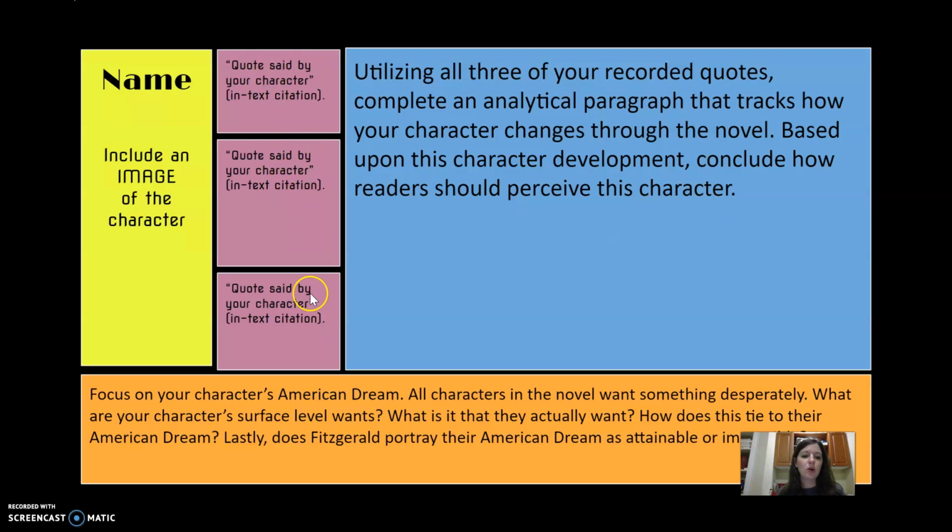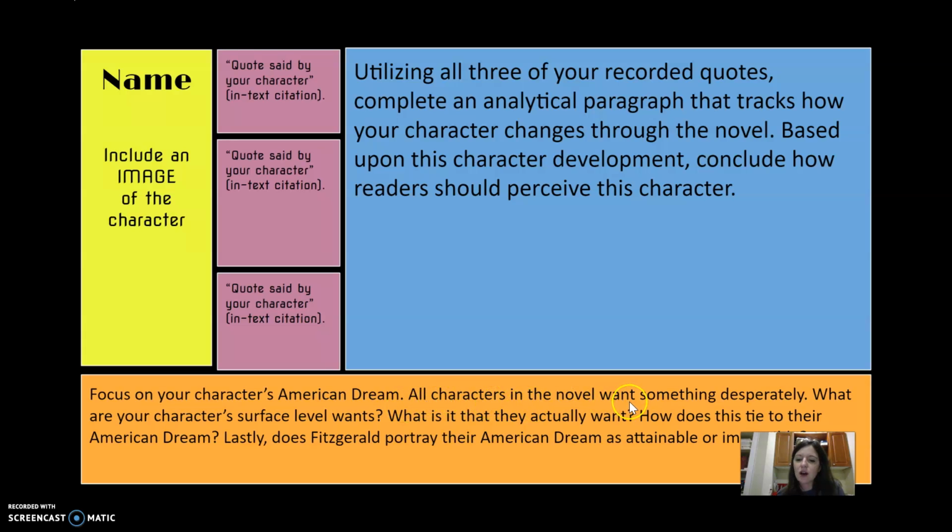So when you pick your quotes, you're going to want to pick them from throughout the book, otherwise it won't help show their development. So your first quote might come from chapters 1 through 4, your second quote might come from chapters like 5 and 6, and your last quote might come from chapters 7, 8, 9. That way you can get a good variance of how the characters behaved. And again, this can be a quote said by your character. However, if you think you have a really good quote said about your character, you could also do that. And then last but not least, focus on your character's American dream.